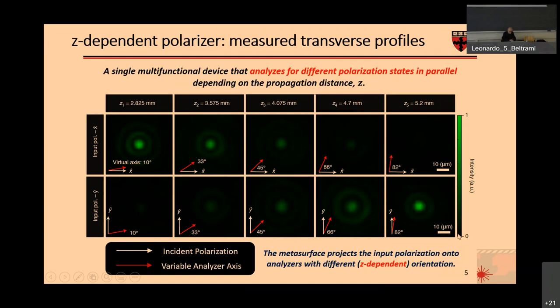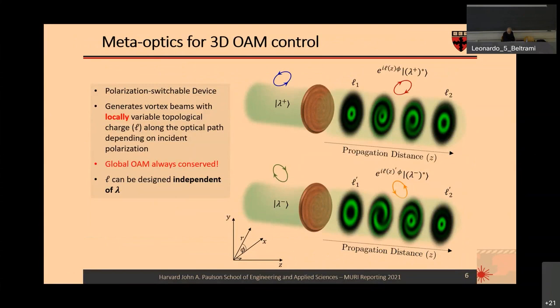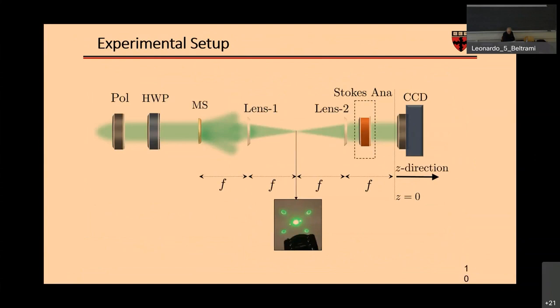And the next one is to do a more complex task. How can we have a varying vortex along the Z direction? By the way, what we use as a setup before is a 4F setup. Essentially, what is of interest to us is actually here after the metasurface, and with the 4F system we essentially image on this side here. It's exactly a 4F distance here. We do the image with a CCD.